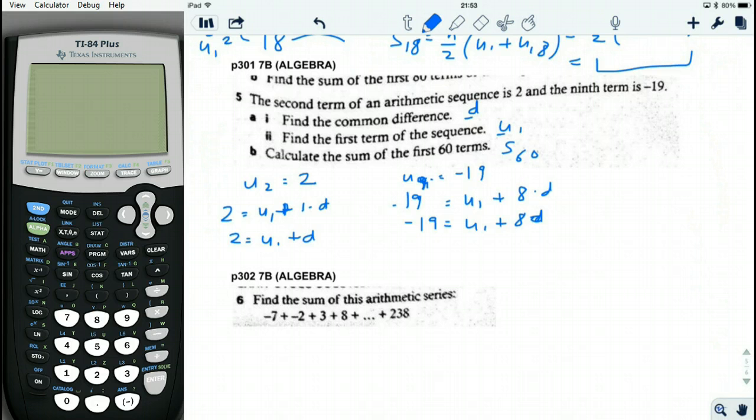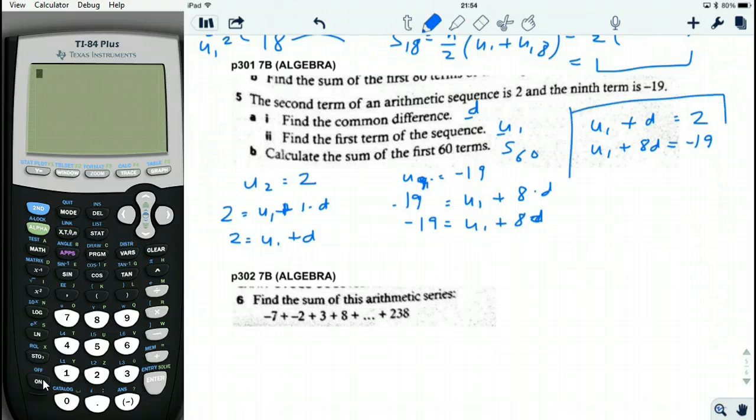There's a couple ways to do this. There's substitution, there's subtracting equations, there's using the calculator. Let's use the calculator. I'll show you how to do this on the calculator. The important thing on the calculator is to arrange this very carefully so that each variable is in a column by itself. Okay, so I arrange it like this.